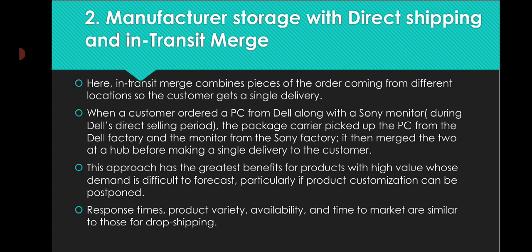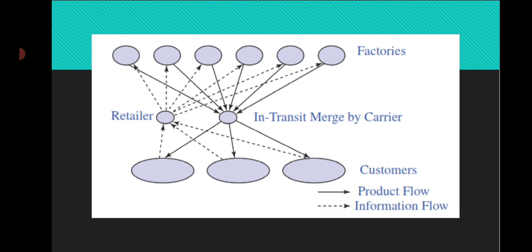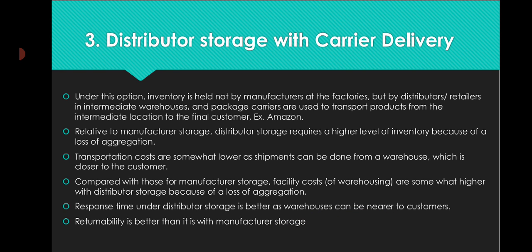This approach has the greatest benefits for products with a high value whose demand is difficult to forecast, particularly if product customization can be postponed. Response times, product variety, availability and time to market are similar to those for drop shipping. Here observe this in-transit merge. So merging will be done before delivering the products. Next is distributed storage with carrier delivery.